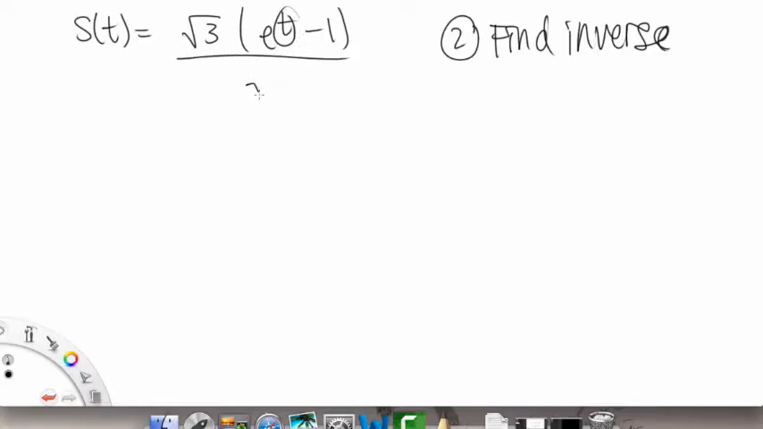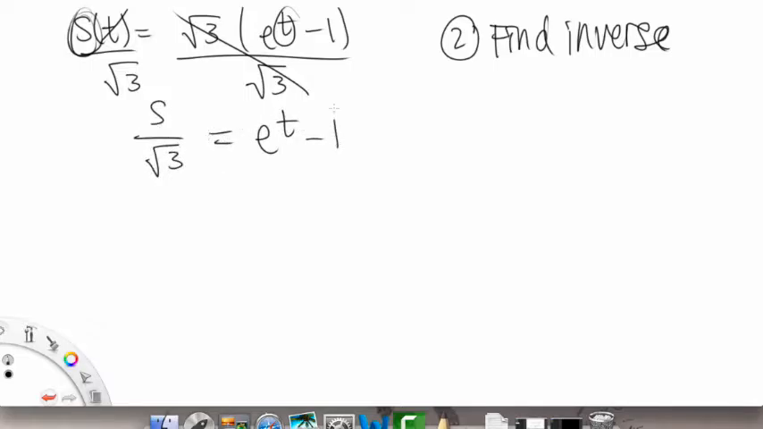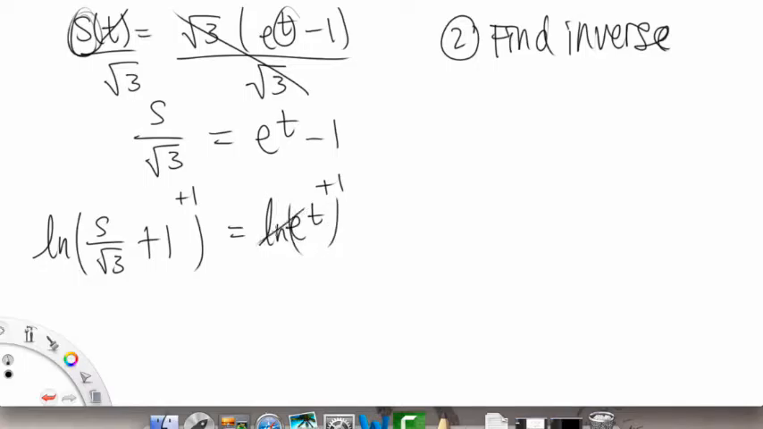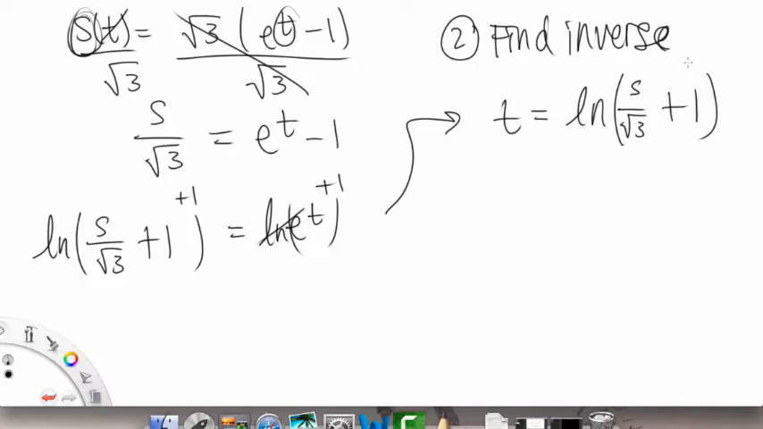Okay, so we start by dividing by radical 3. We can just consider this an s now, because that's just arc length, right? So these cancel out, and what we get is e to the t minus 1 is equal to s over radical 3. We're going to add 1 to both sides. E to the t is equal to s over radical 3 plus 1. Okay, and the last thing we need to do is ln both sides. So ln both sides, these cancel out, and we get that t is equal to ln of s over radical 3 plus 1.